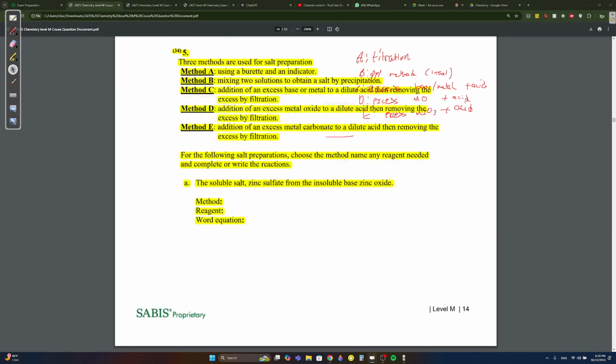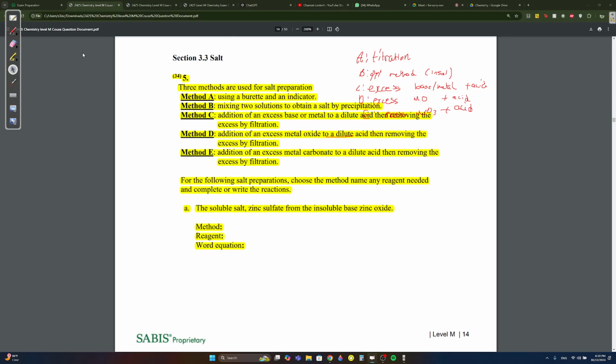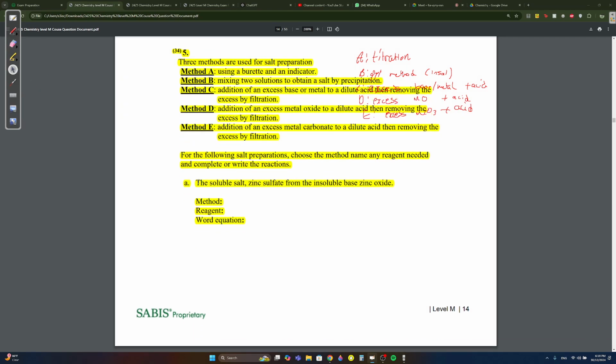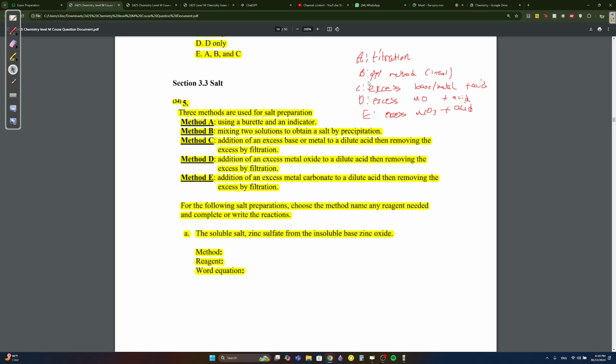Okay, choose the method and name any reagent needed to complete the reactions. Let's see. We want the soluble salt, zinc sulfate, from the insoluble base, zinc oxide. Yeah, soluble salt. So are we going to use precipitation? No. The base is insoluble. So are we gonna use titration? No. The only time you'd use titration is if the base is soluble. Easy peasy.